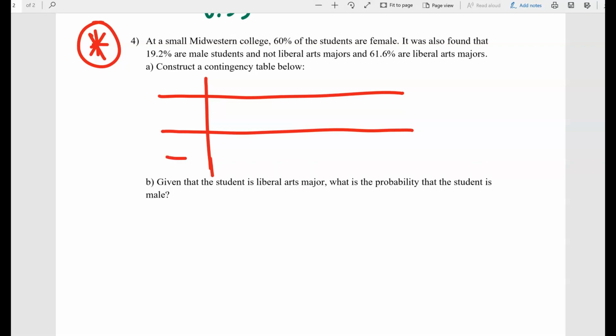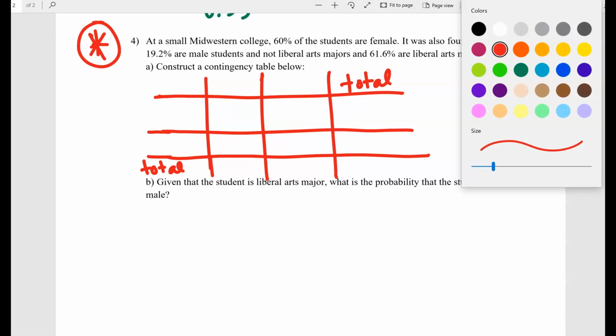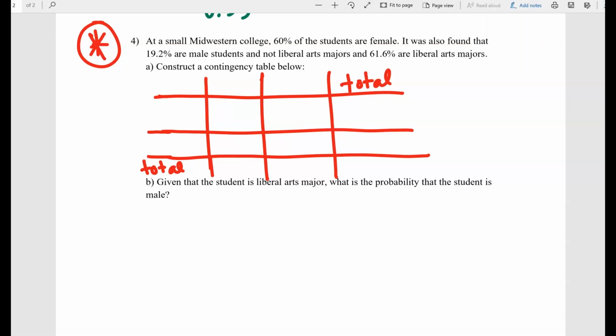Okay, so let's see, making sure that there's nice. Okay, so what I'm gonna write here, let me go ahead. It doesn't really matter where you want to write it. So I'm gonna write total here, and I'm gonna write total here. And then let's assume here that for gender, it can only be males and females. So females and males. You can choose to write it in the columns if you want to.